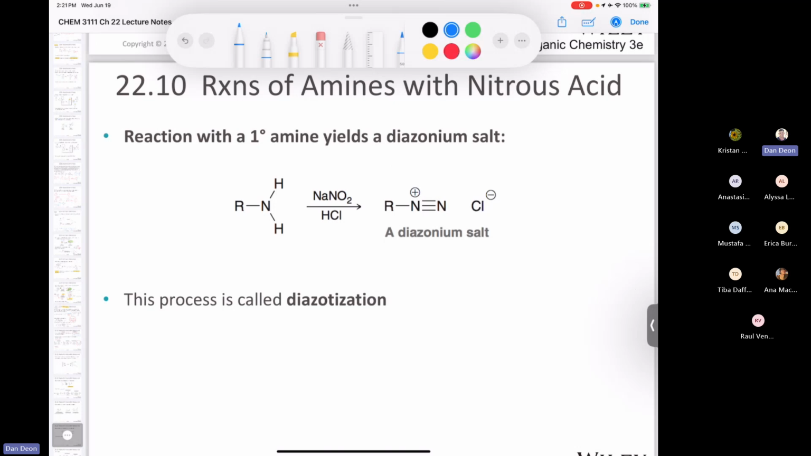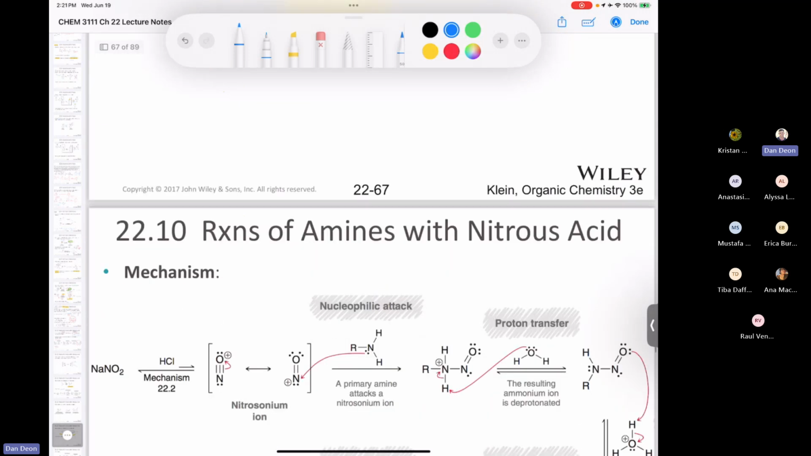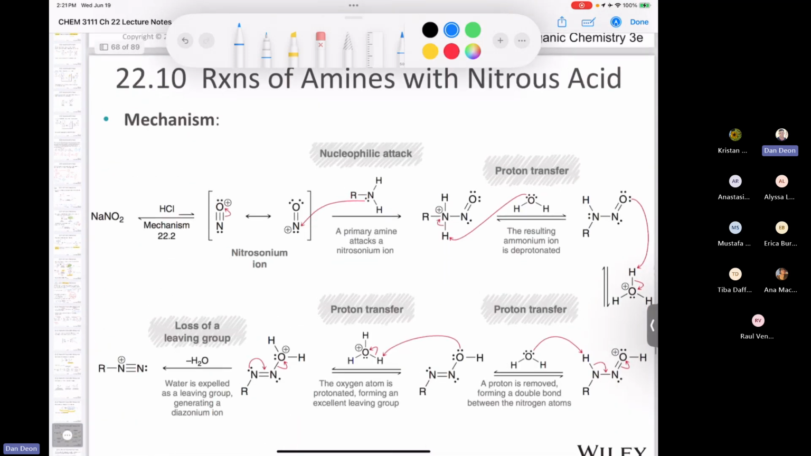This process has a name. This is called diazotization. So you need to know that. Diazotization, or we can say we would diazotize this primary amine. This is a super important reaction because once you form a diazonium salt, there's a lot of cool chemistry that you can do with these, all kinds of cool stuff, and we only scratch the surface. I'm not going to ask you the mechanism of diazotization, but it is here.